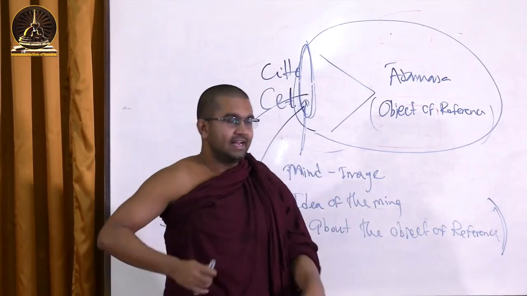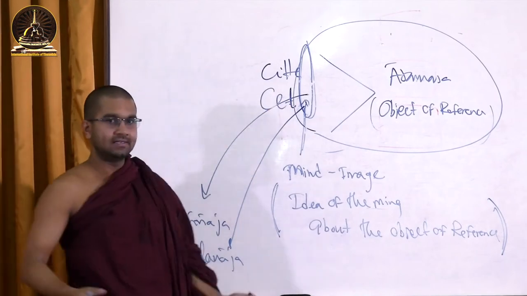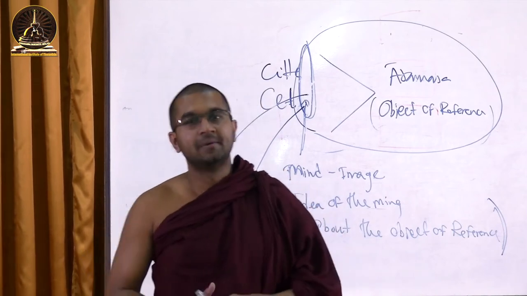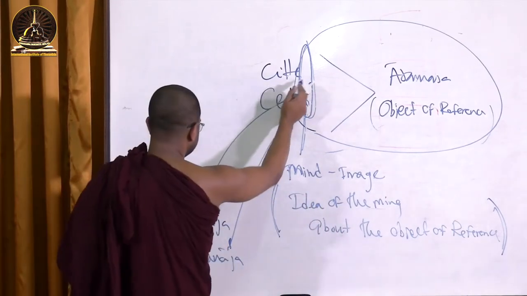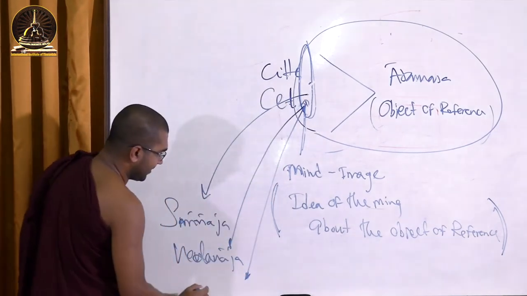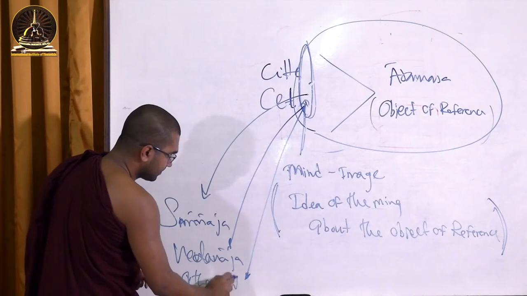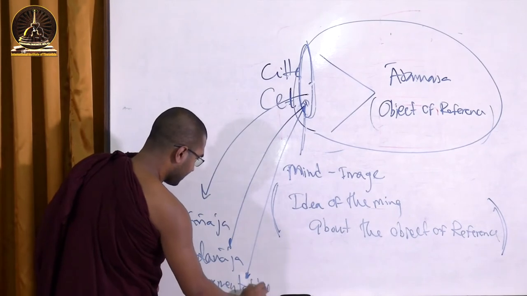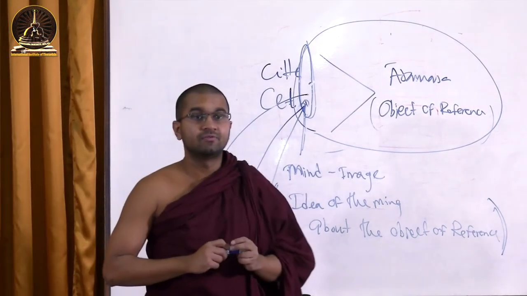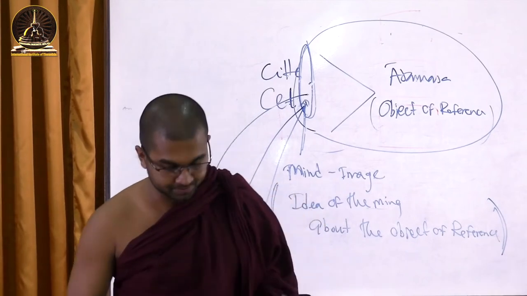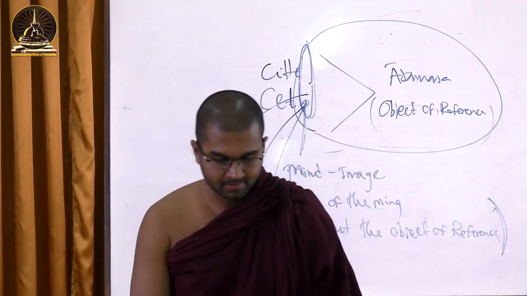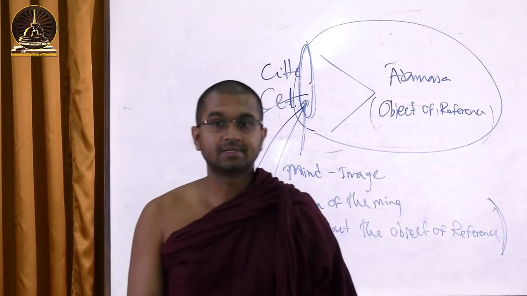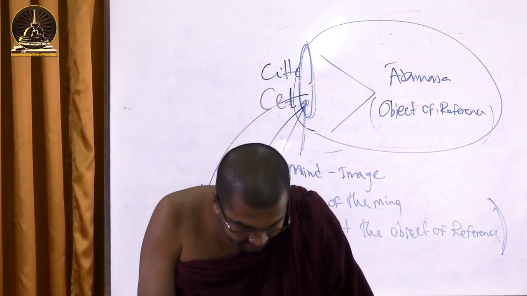Right? So for the Vedana to taste like that, not only Vedana, our ideologies, wisdom, spiritual qualities, many things matter. So this mind image is not only shaped by Sanya or Vedana, other mentalities also contribute to this idea of mind image. Right? So it's very important.